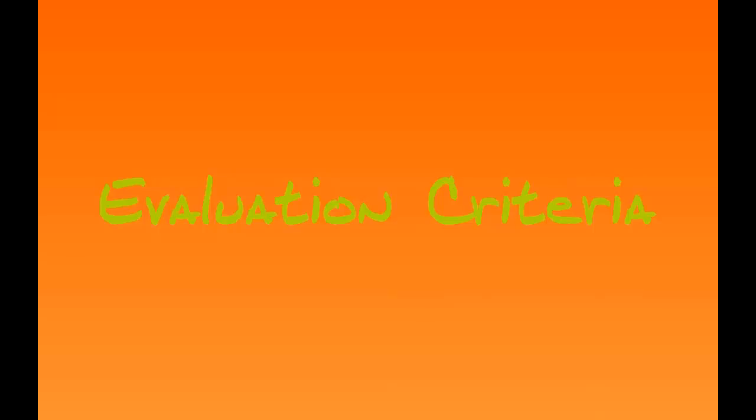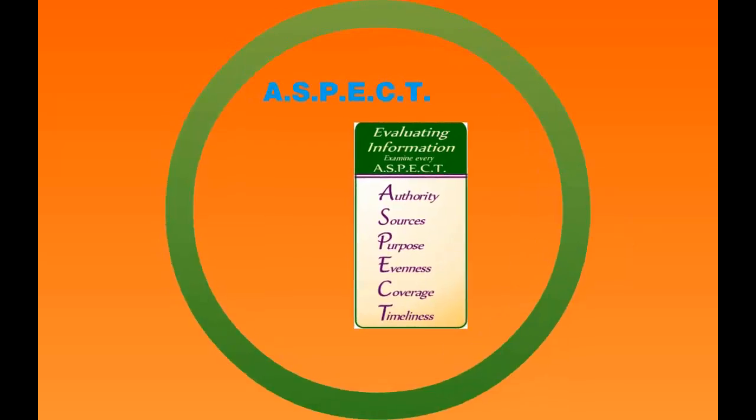What criteria can we use? What do we look at to find out if this is going to be a good source to use or not? What is a good set of criteria? And we're going to look at ASPECT. Look at every aspect. And what that stands for: authority, sources, purpose, evenness, coverage, and timeliness. We're going to look at each of these individually.